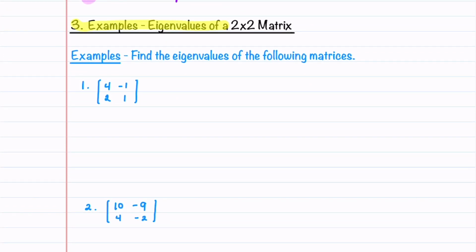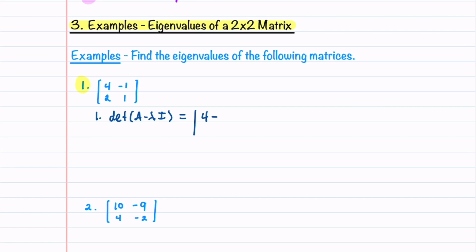Let's now walk through 3 examples where we'll find the eigenvalues of a 2x2 matrix. In each example, we'll get different types of eigenvalues. Let's look at our first example. We'll begin by finding our characteristic polynomial, determinant A minus lambda I.